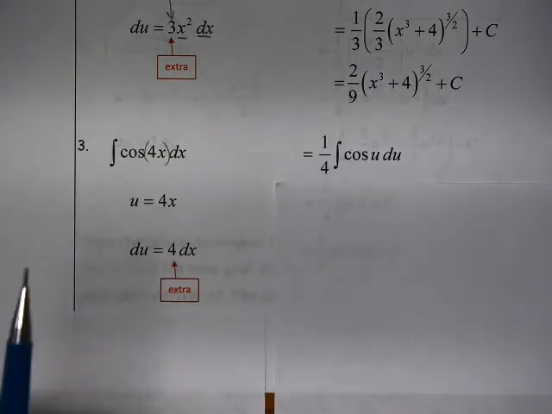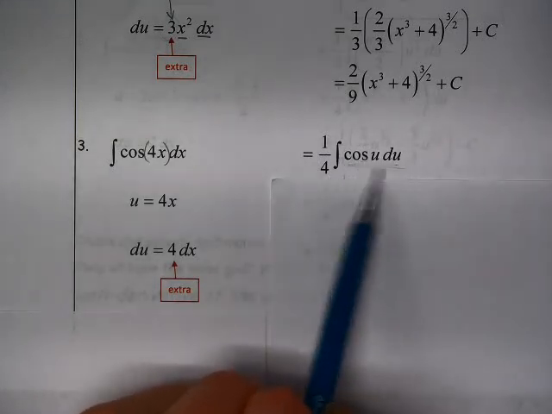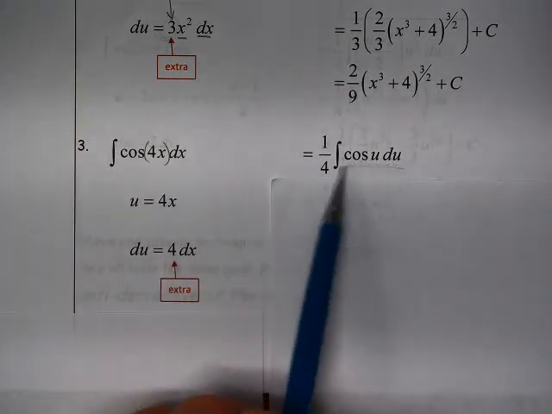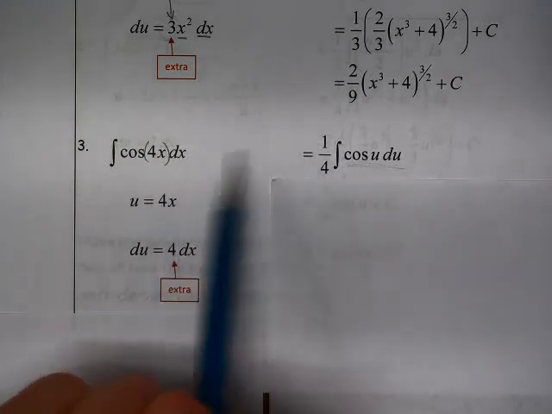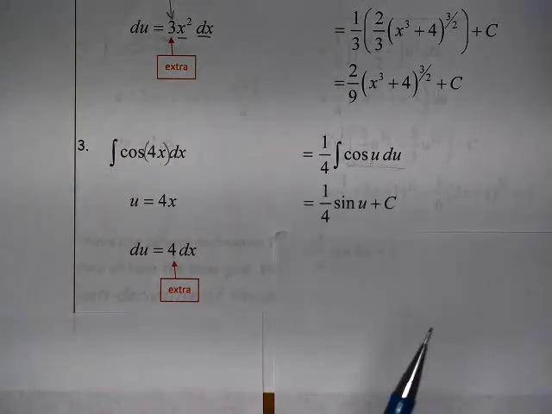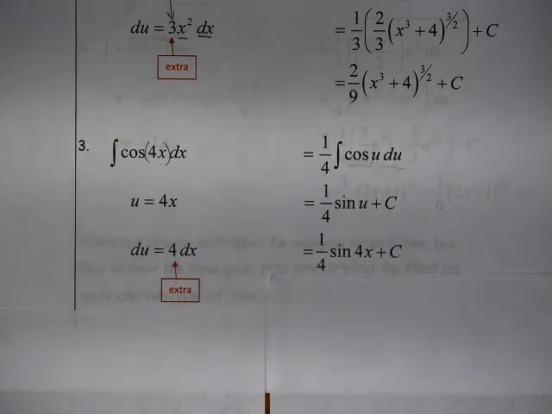So I can rewrite this integral as the integral of cosine of u du, but when I do that I get this extra 4. The du is not only the dx, but it's 4 dx. So I have to offset that with a 1/4 so that I don't change this integral at all. I'm just rewriting it in a different form. And then of course I can take the antiderivative of cosine of u. So I have 1/4 sine of u plus c, and then I can substitute that 4x back into the sine function, and I have 1/4 sine of 4x plus c.